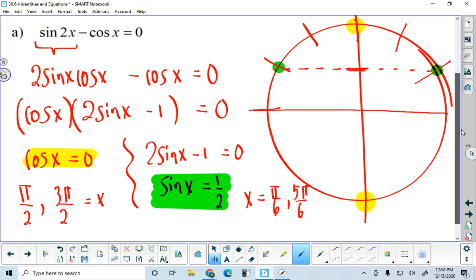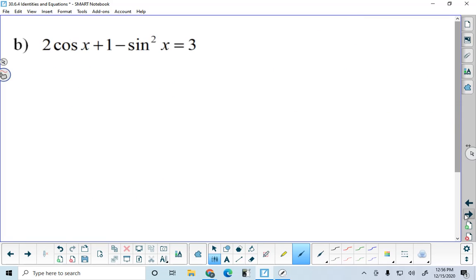All right, let's try B. 2 cos x plus 1 minus sine squared. So the problem here is not that we have double angles or triple angles or anything. The problem is we've got an equation with a mixture of cosines and sines. And the identity sine squared theta plus cos squared theta equals 1 is always your way to translate sine to cosine or cosine to sine.